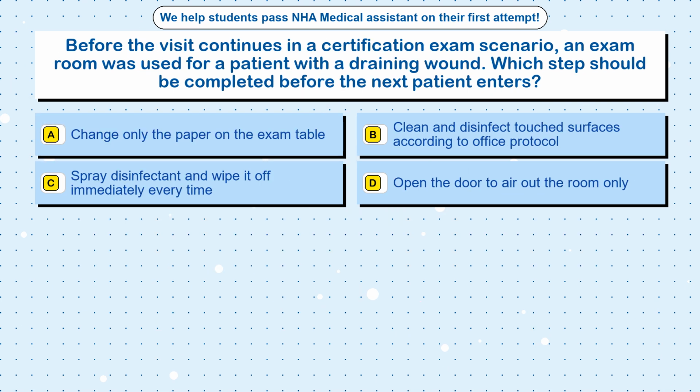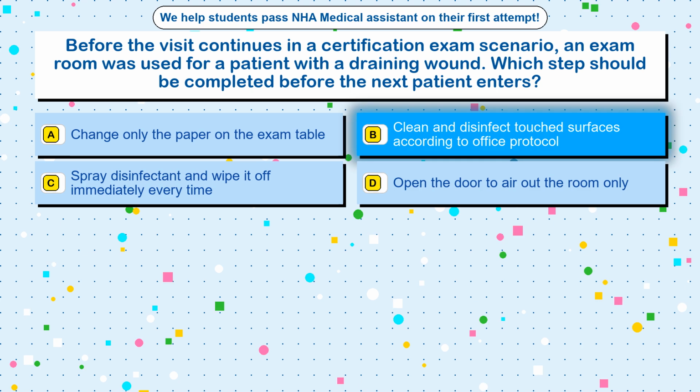Question 99. Before the visit continues in a certification exam scenario, an exam room was used for a patient with a draining wound. Which step should be completed before the next patient enters? Option A, change only the paper on the exam table. Option B, clean and disinfect touched surfaces according to office protocol. Option C, spray disinfectant and wipe it off immediately every time. Option D, open the door to air out the room only.